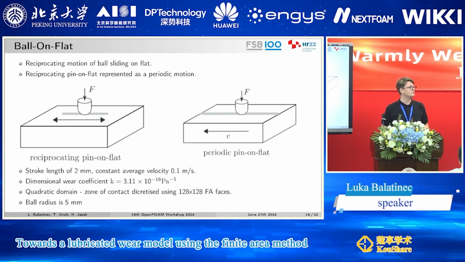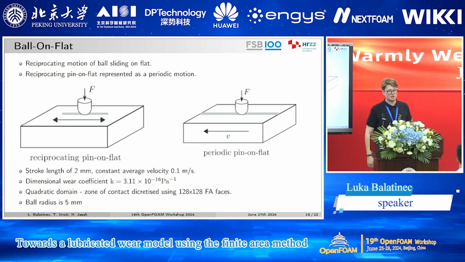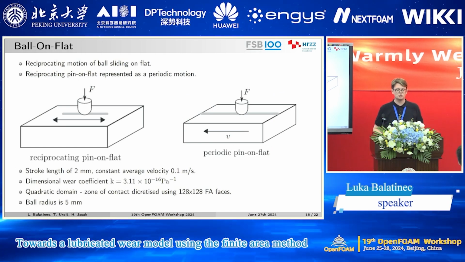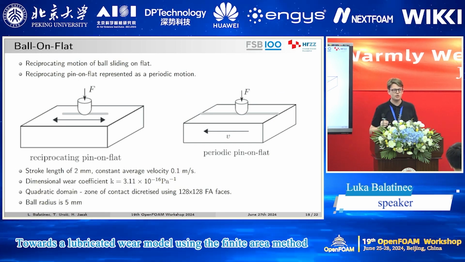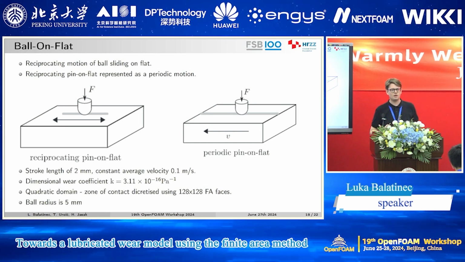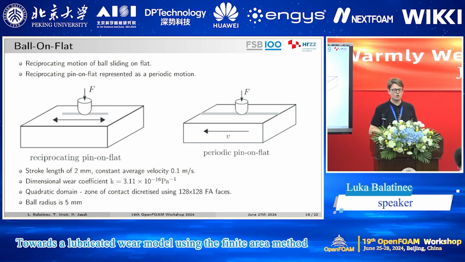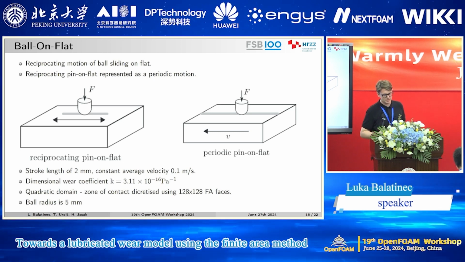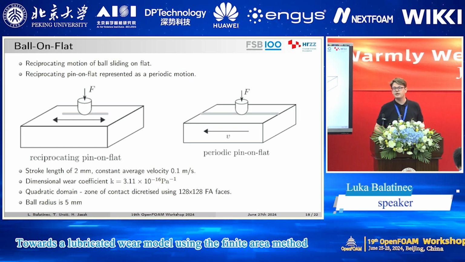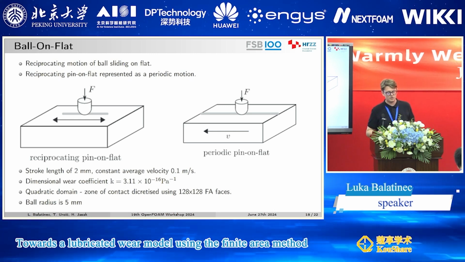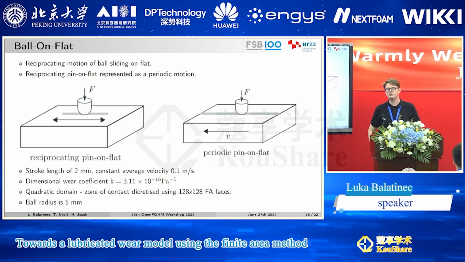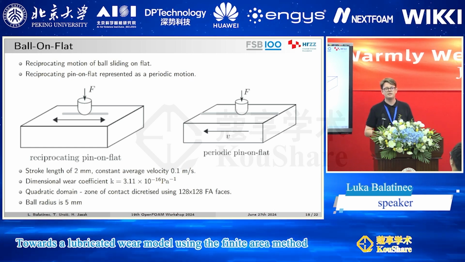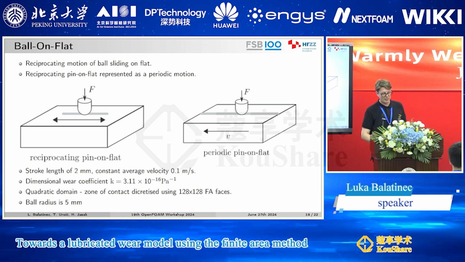Moving on to the last validation case, which is reciprocating motion of a ball sliding on a flat, which can be also represented as a periodic motion. Here, the initial stroke length was 2 millimeters, giving a constant average velocity of 0.1 meters per second. The domain, again, can be considered quadratic, with a contact zone discretized using 128 by 128 finite area faces, and the ball radius being 5 millimeters.